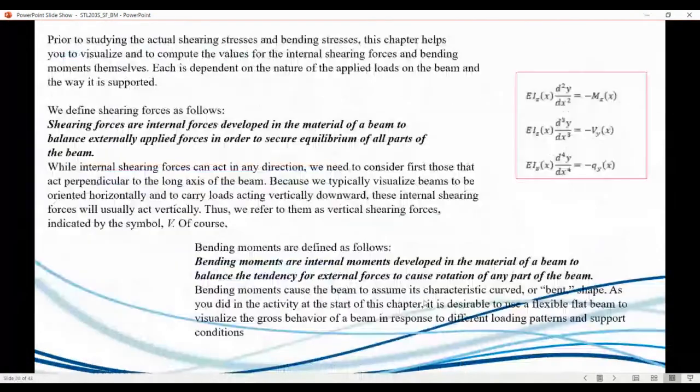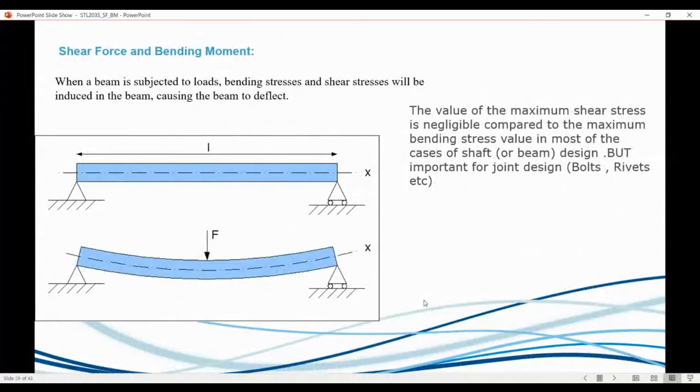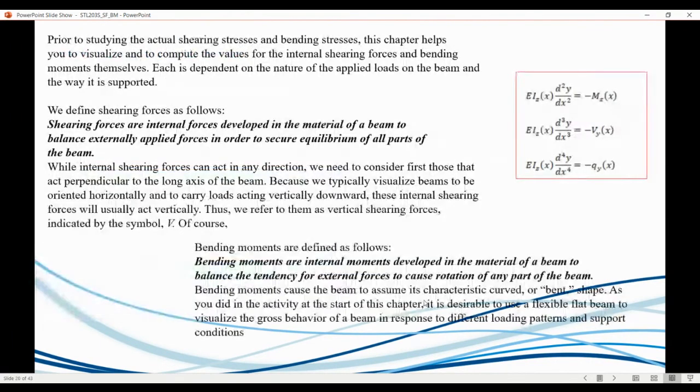So again, back to where we were. We have a beam, we load it up. Now we know we get two battles. We get a shear battle and a bending battle. And depending on how long the beam is, one is more predominant over the other one. Right? Fantastic. Cool.